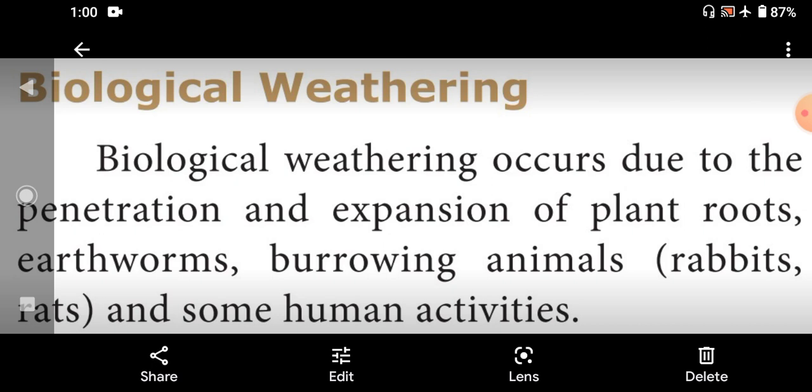Then the next one is biological weathering. The third type is biological weathering.